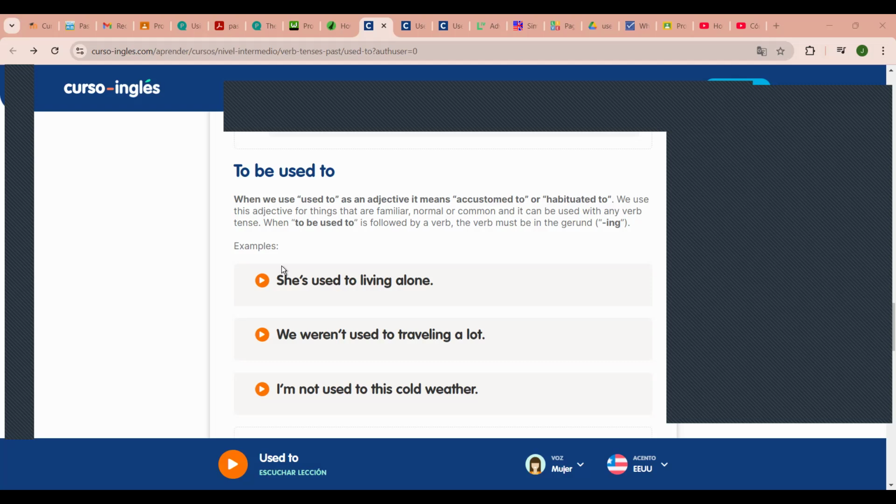We didn't travel a lot. Was that normal for us? Nah, we were not used to it. Do you like the weather in Mexico City? Are you a person from Acapulco? No, not used to. In these three examples are adjectives, they are descriptions.